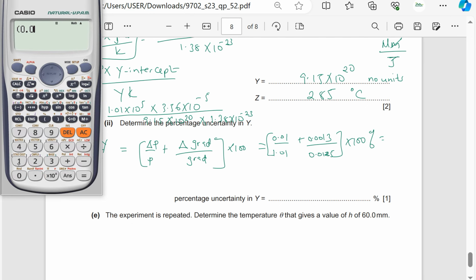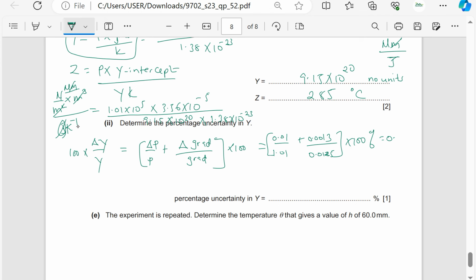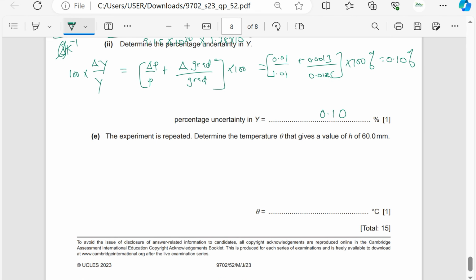So 0.01 divided by 1.01, then plus 0.0013 divided by 0.0125, times 100. So I'm getting this as 0.10%. So the answer here is 0.10%.